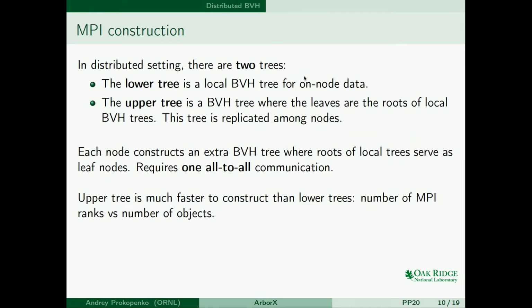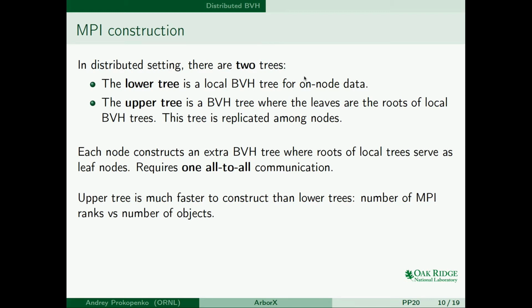Anyway, going back to the distributed search, now the interesting part starts. In a distributed setting, you have data partitioned between different processors. Each processor constructs its own tree, which we call the bottom tree, which is the local tree. And then on top of that, we construct a distributed tree, which is replicated among all the processors, where the leaves of that tree are the bounding boxes for the processor domains.